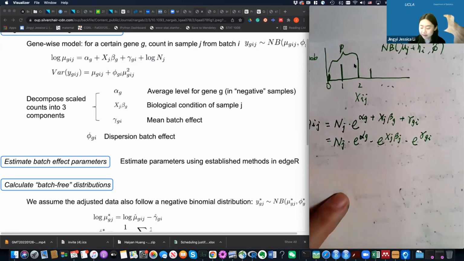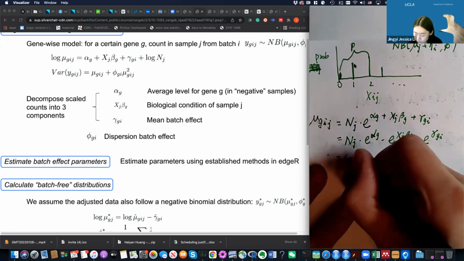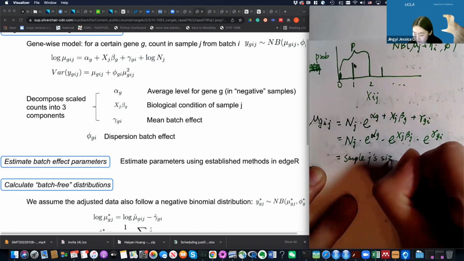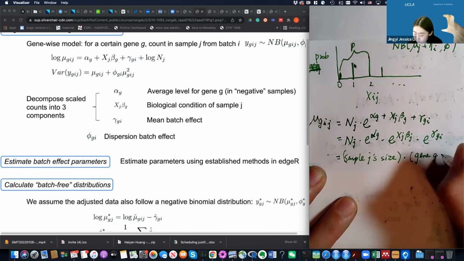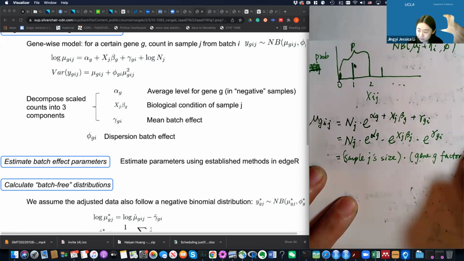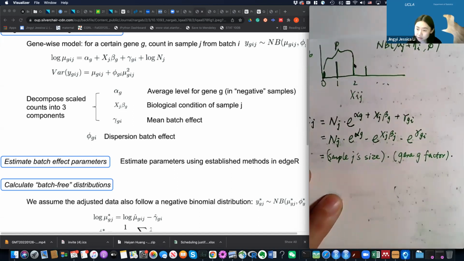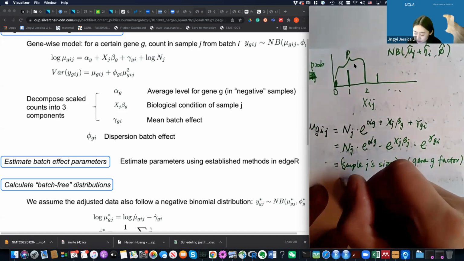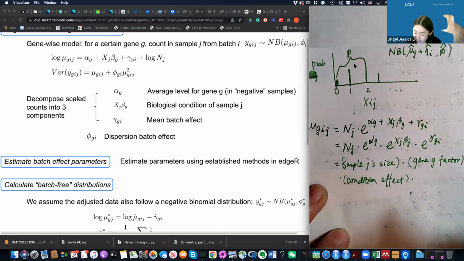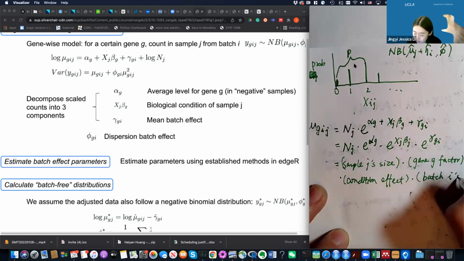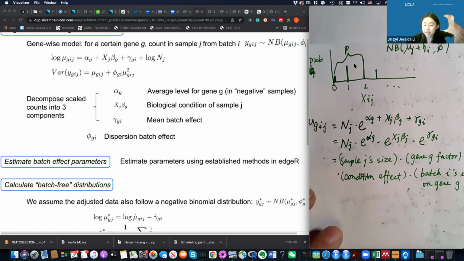So therefore, you can see that, using common words, it's sample j's size, that's the Nj, times a gene-specific factor, gene G factor, times the condition effect, and finally times batch i's effect on gene G. Oh, sorry, I missed it. It should be beta G, so this is the condition effect on gene G.